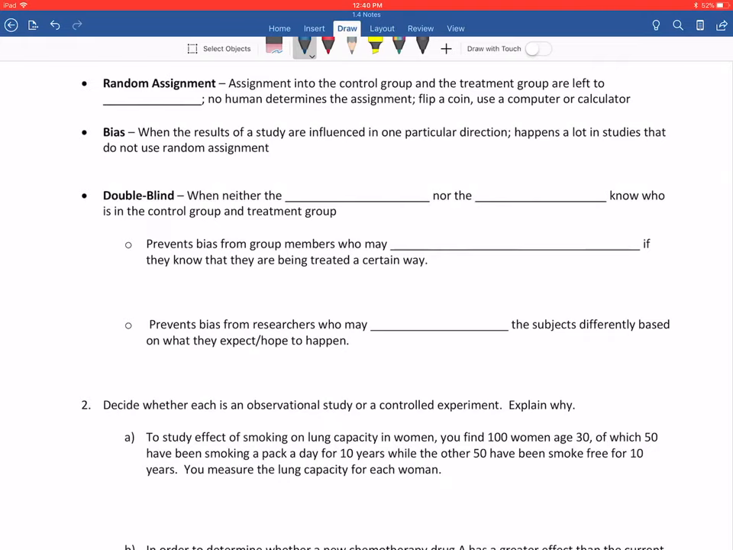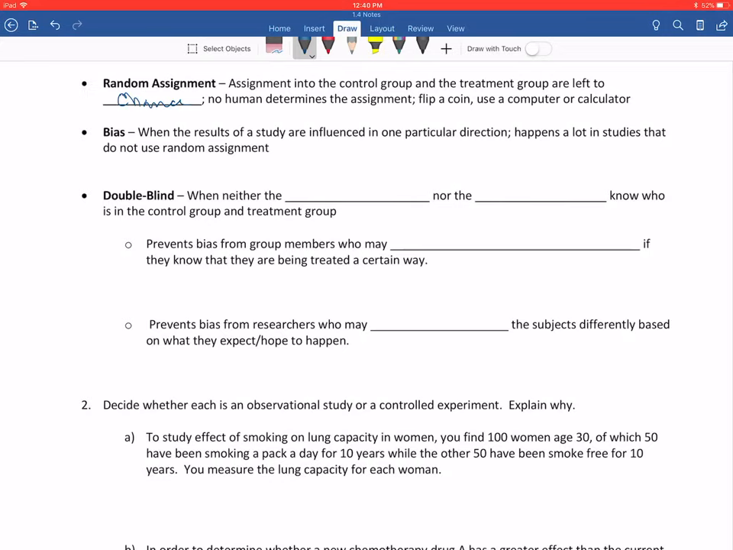Okay, so your random assignment is assignment into your control and treatment group being left to chance. No human would determine the assignment. You would flip a coin, you would use a computer or a calculator to randomly assign. Human beings are biased in nature, and so you want to take yourself out of the situation and leave it completely to chance. Bias is when the results of your study are influenced in one direction or the other, and it happens a lot if you do not use random assignment.